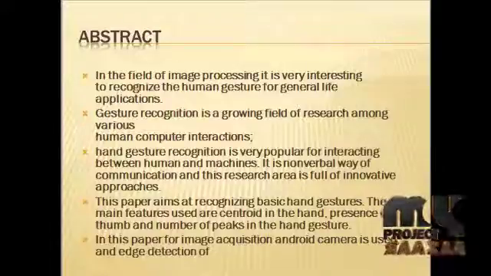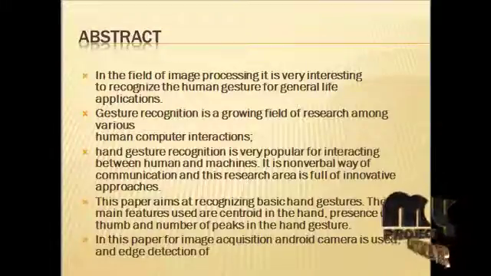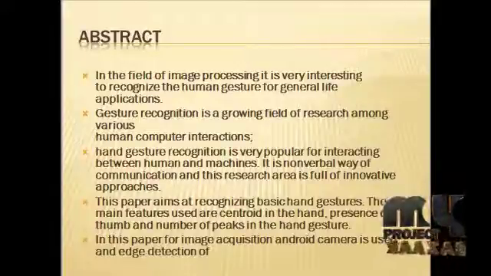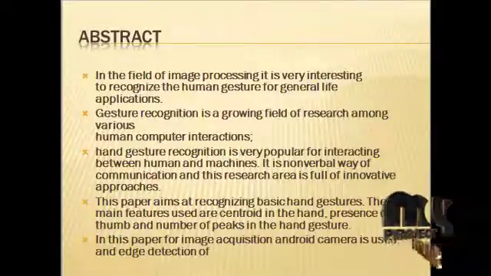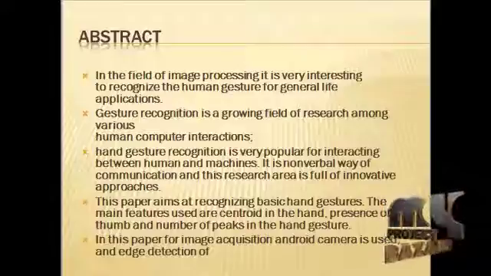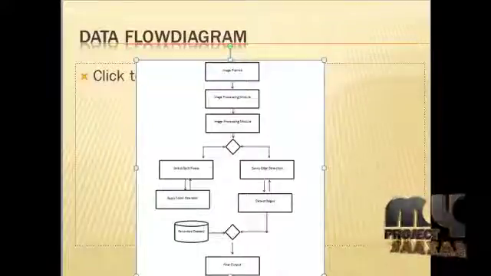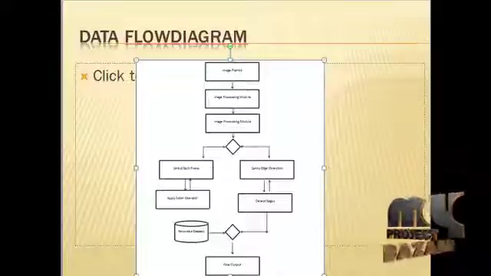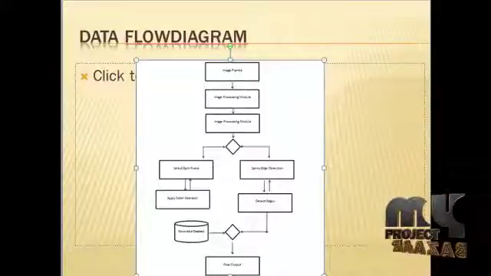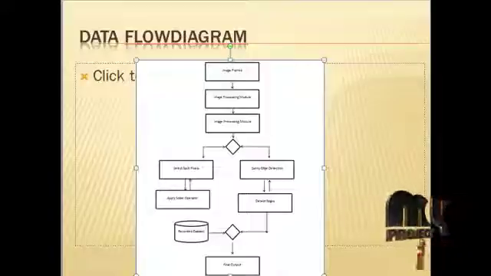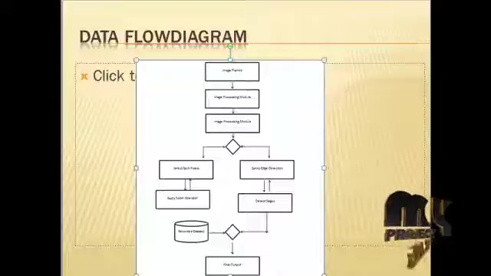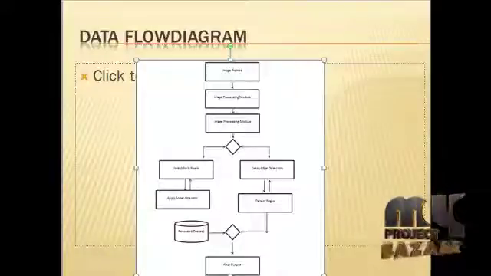These are about our abstract. Let's see the data flow diagram of our project. This is our flow diagram. In this flow diagram, our image frames are given as input to the image processing module. The real-time images captured by the Android camera are separated into image frames. All the image frames are given as input to the image processing module.